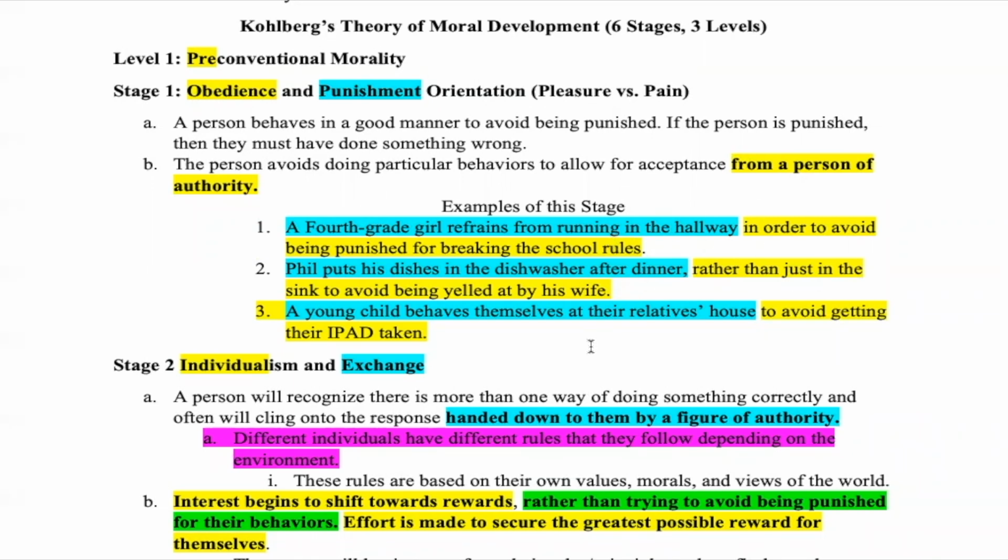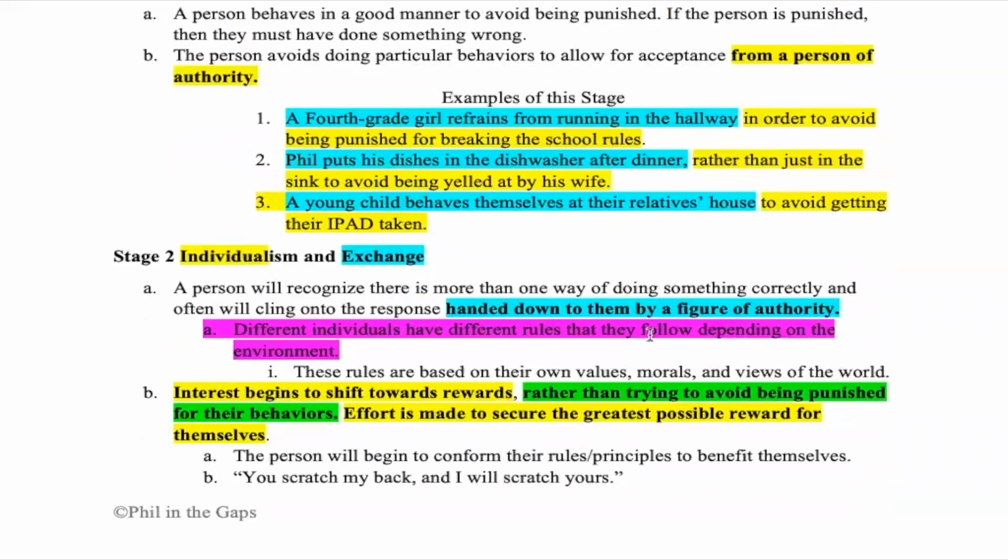Individualism in exchange is where you're now going to start doing things, even though you may not want to do them, in order to secure the greatest amount of reward for yourself. So you sacrifice a part of your individualism, but it's in exchange for a larger reward than you would have gotten if you did not do the behavior. That's where interest begins to shift from not just avoiding punishment to how do I get cashed out? How do I get a reward in some way, shape, or form? So effort is made to secure the greatest amount of reward for themselves.